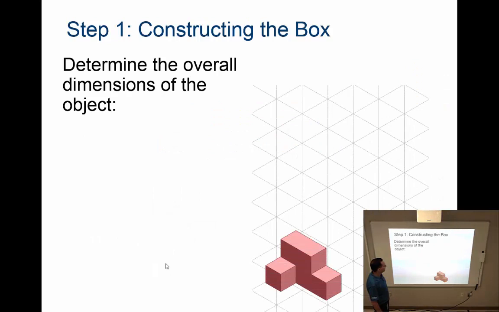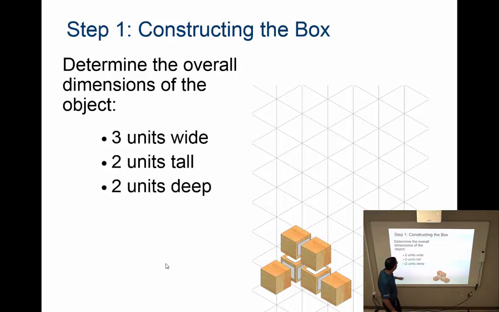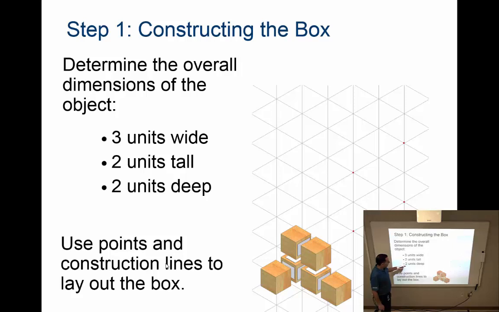Here's another example. Same idea, I'm going to use the box method. I have to count the overall width, depth, and height for this to determine the size of my box. So let's imagine these as individual cubes. So the width would be 3, my depth is 2, and my height is 2. That's 3 units wide, 2 units tall, and 2 units deep. Draw the box that would represent that. So 3 units wide, 2 tall, and 2 deep.